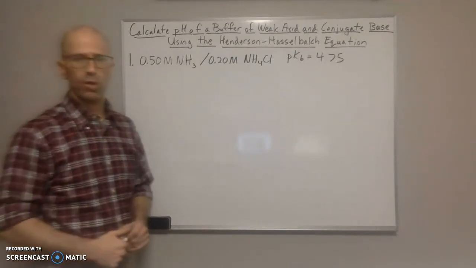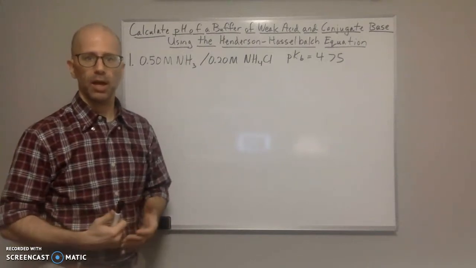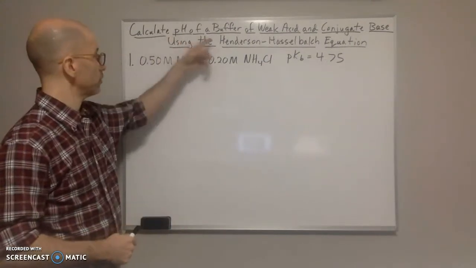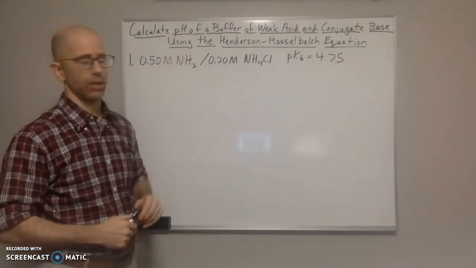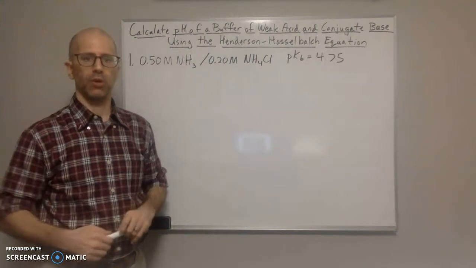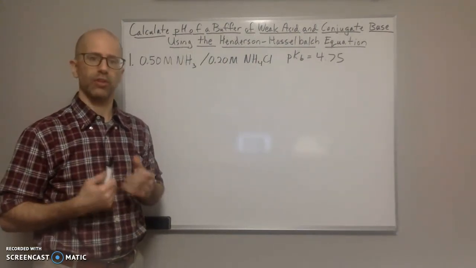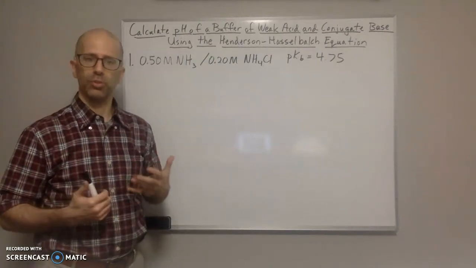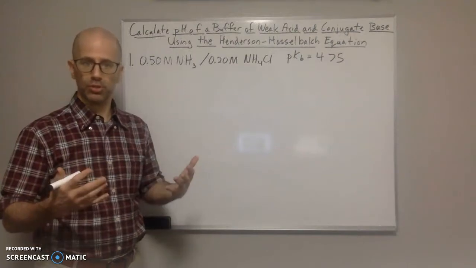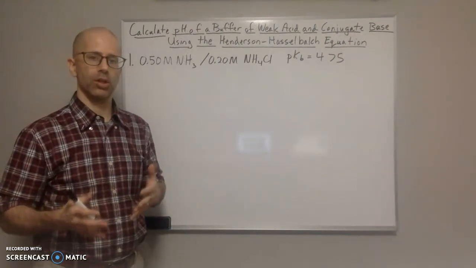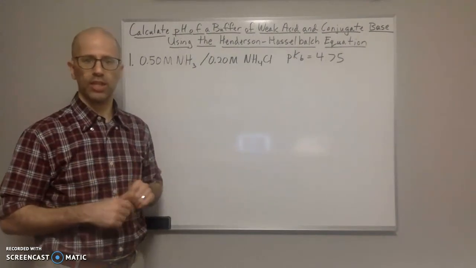My name is Mr. Cobalt, and in this video I'm going to show you how to calculate the pH of a buffer of a weak acid and its conjugate base using the Henderson-Hasselbalch equation. You're able to use the Henderson-Hasselbalch equation in those situations where the Kb or the Ka of whatever substance you're looking at is much, much smaller than the concentrations that you are using in your buffer.